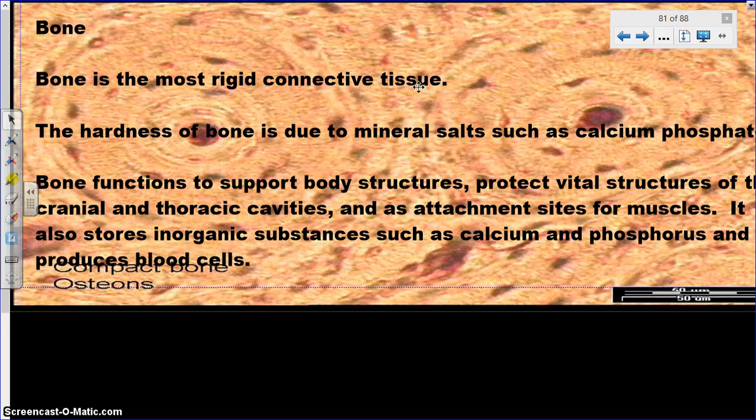It's capable of being that hard because of mineral salts like calcium phosphate, and it's got a wide variety of functions. Obviously, it's going to support your other body structures. It's going to provide a framework and an attachment site for muscles. It's also involved in storing calcium. Your body needs calcium for muscle contraction as well as other functions. It also produces your blood cells, okay, in the bone marrow.